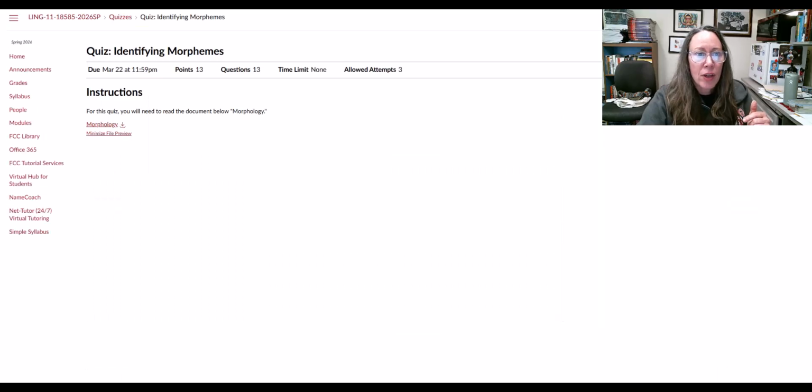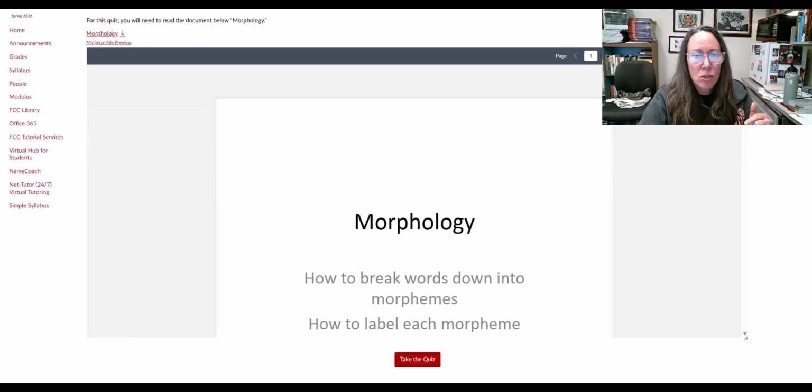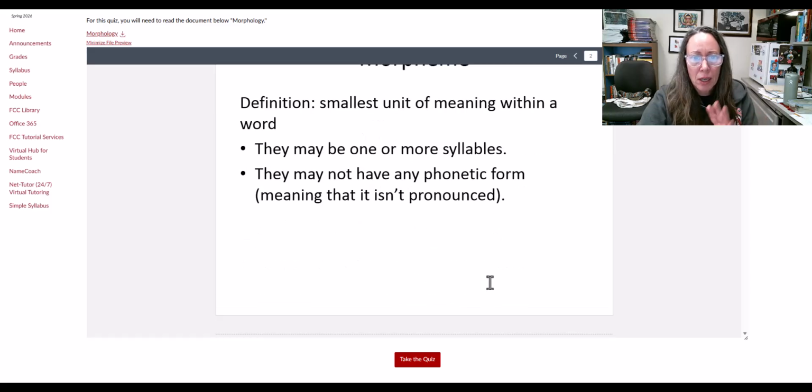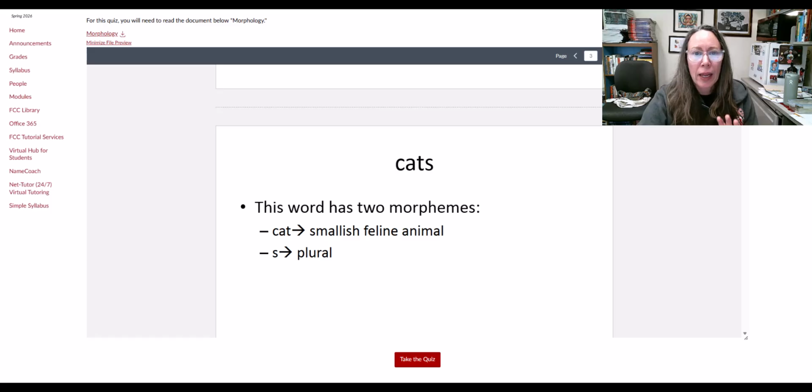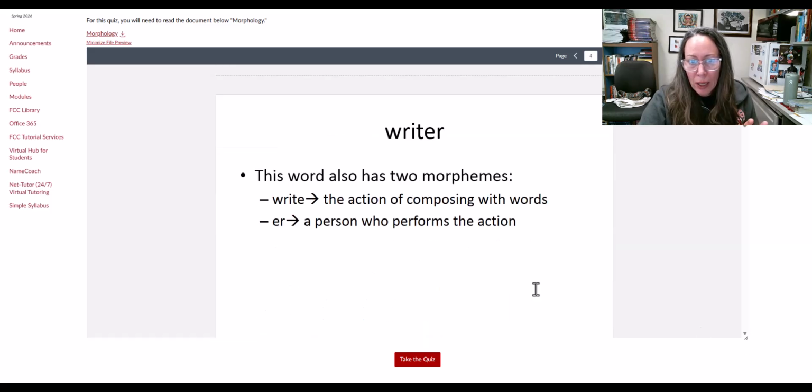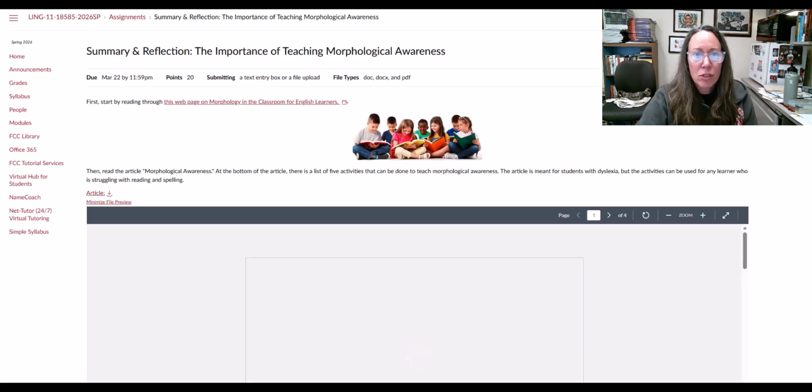Okay, and then the second quiz is based on this document, this kind of PowerPoint slides document. And this is about how we look at larger words that have many different parts of them and break them down and then categorize those different parts. So what you should do for this one is review the document first, and then while you're taking the quiz, be sure to have it open so you can refer to it if you need to.